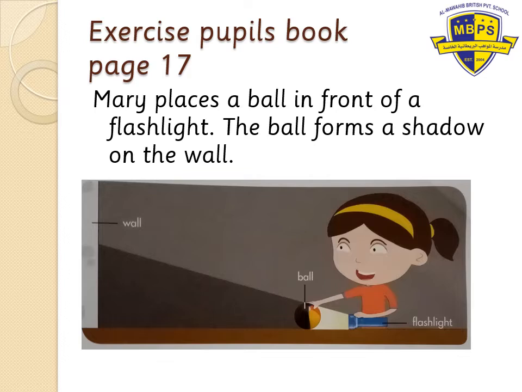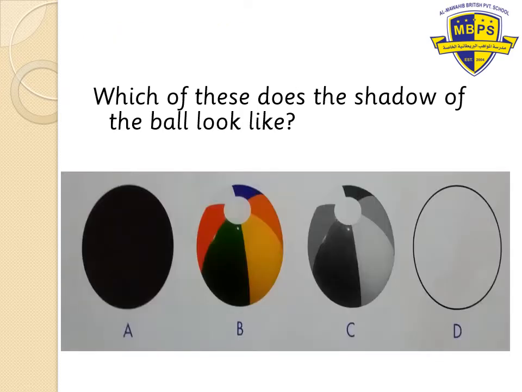Don't forget to write the date up. Can you see this girl? She has placed a ball in front of the flashlight. And the ball forms a shadow on the wall because I have a light source and I have a blocked object. Look carefully at these questions now and we will answer them next. Be ready. Which of these does the shadow of the ball look like?